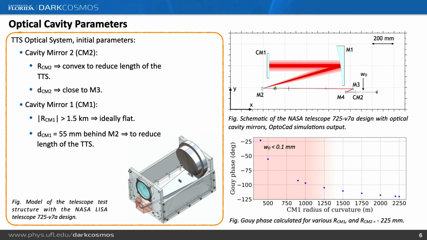Position of the CM1 is not critical for the cavity stability, so the mirror itself can be moved closer to M1 to further reduce the size of the TTS. We just have to keep in mind that there is no beam clipping between M2 and M1. We define initial CM1 parameters. Now we can have a look at the CM2 mirror and the possible solutions.